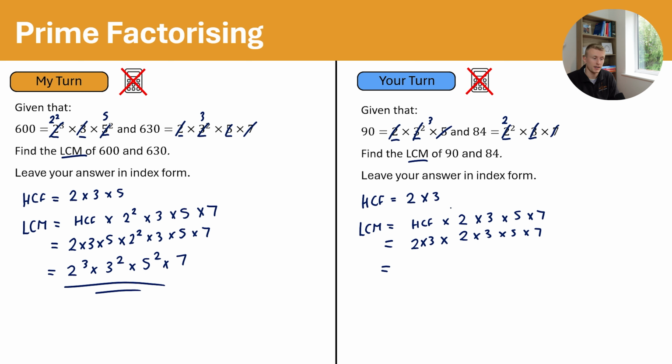And then we want to write it in index form. So I've got 2 multiplied by 2, so that's 2 squared. I've got 3 multiplied by 3, so that's 3 squared, multiplied by 5 multiplied by 7.